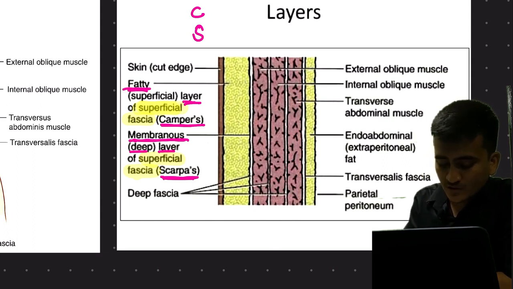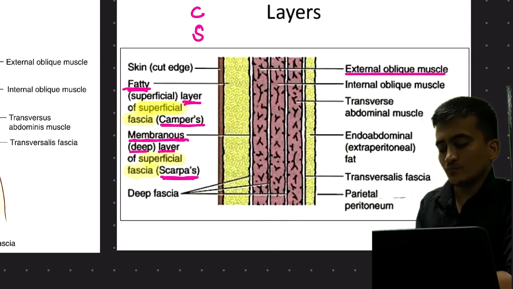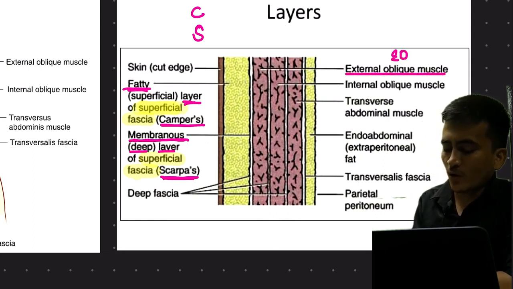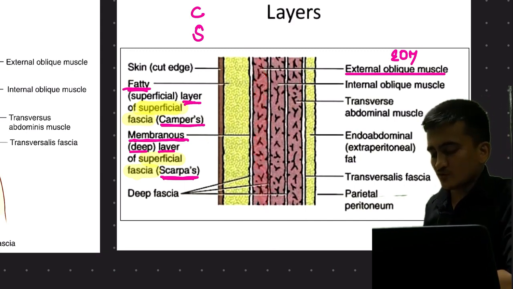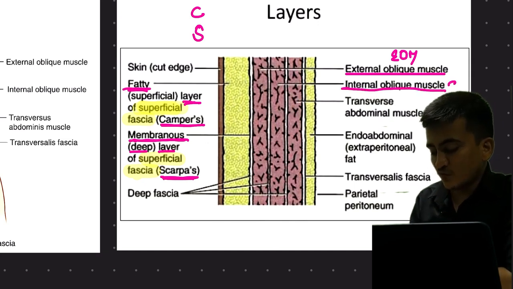Okay, now since we talked about skin and superficial fascia, we'll move forward, and there are now muscles, right? Talking about muscles, the outermost muscle is the external oblique muscle, that you can see right here. This is the external oblique muscle. And moving inward, we'll find the internal oblique muscle.